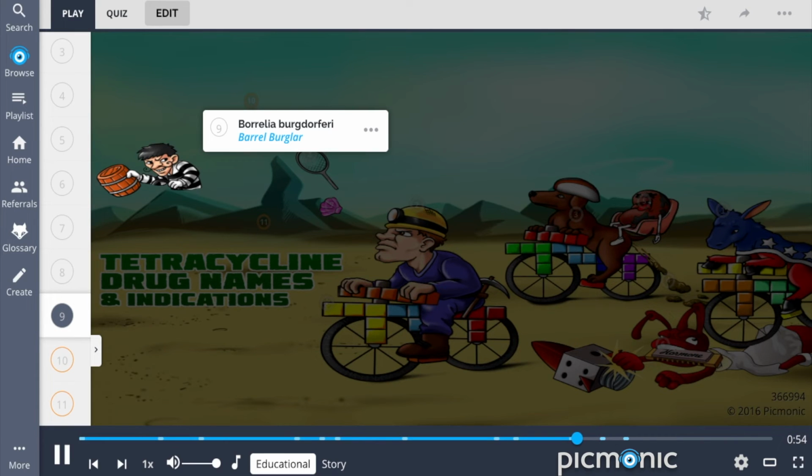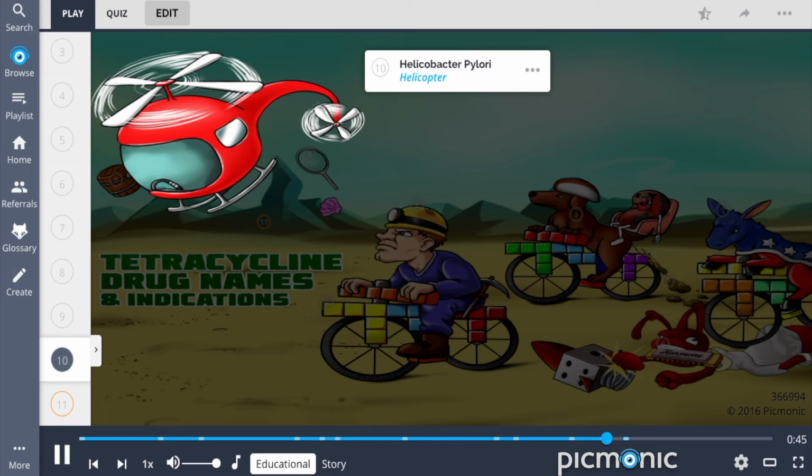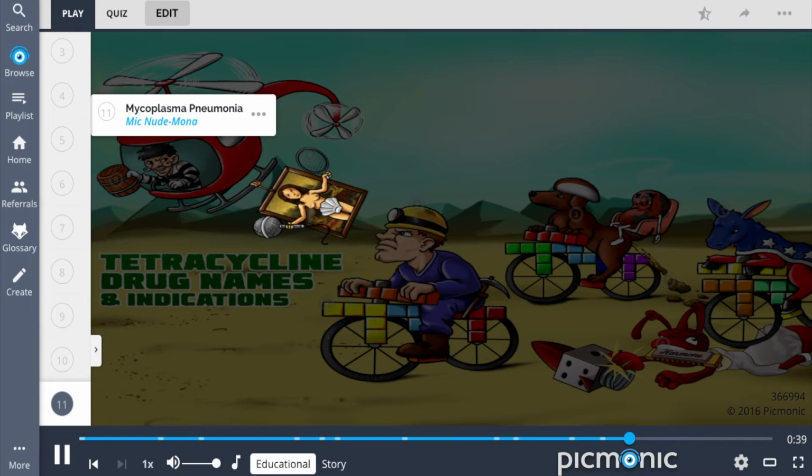Tetracyclines are also essential in treating spirochetal infections, like Borrelia burgdorferi, the barrel burglar, which leads to Lyme disease. These drugs are sometimes used in the quadruple therapy regimen of Helicobacter pylori, seen here as the helicopter, and in the treatment of Mycoplasma pneumonia, depicted as the Myc pneumona.